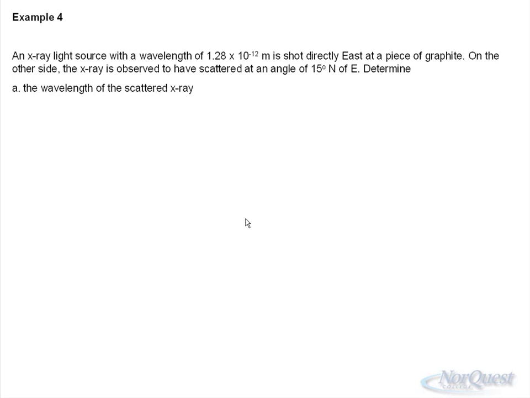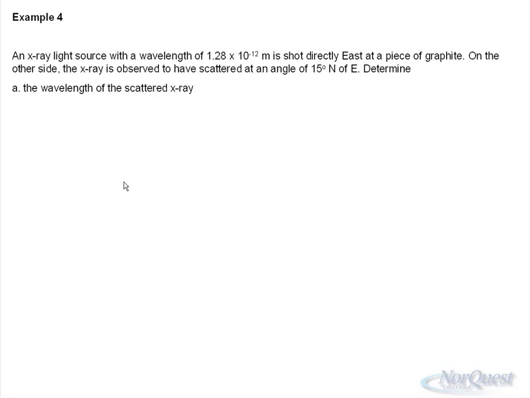We are going to use for Part A a pretty basic formula just like we did in Example 3, but for Part B we're going to have to use conservation of momentum. So what I want to do is draw the diagram, calculate the wavelength of the scattered ray, and then we'll go through and find all our parts and do conservation of momentum for Part B.